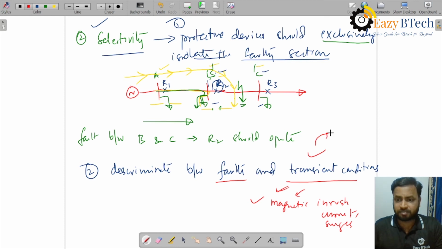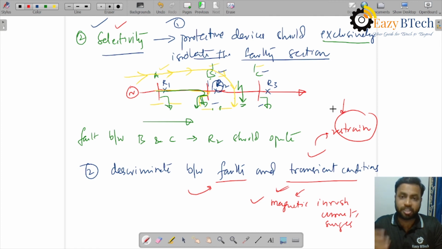If the protective devices are able to restrain, it means they remain inoperative. They do not operate under transient conditions, and they operate only under fault conditions. Then the protective devices are said to be selective. That is the desired feature from protective devices. They should restrain from operation for transient conditions, and they should operate for fault conditions. That also comes under selectivity. That is the second important feature.